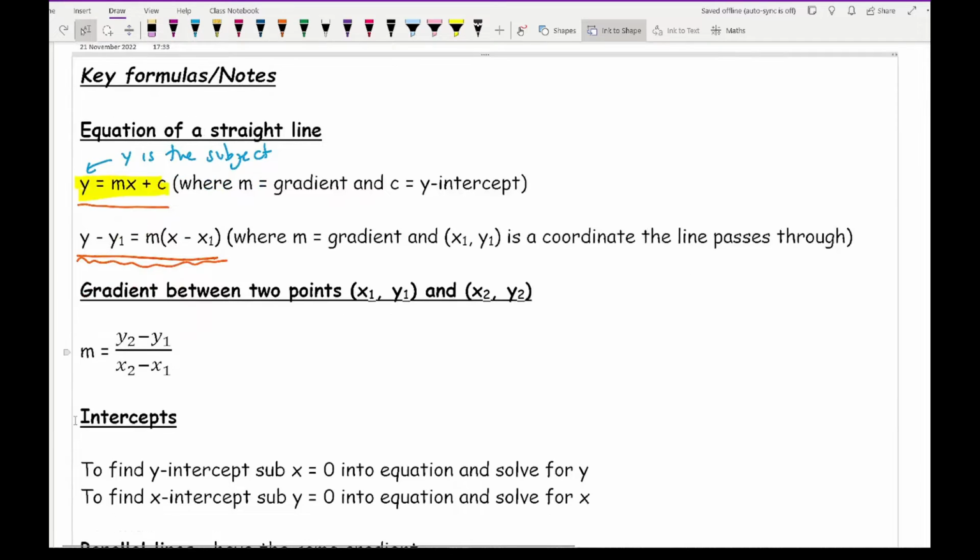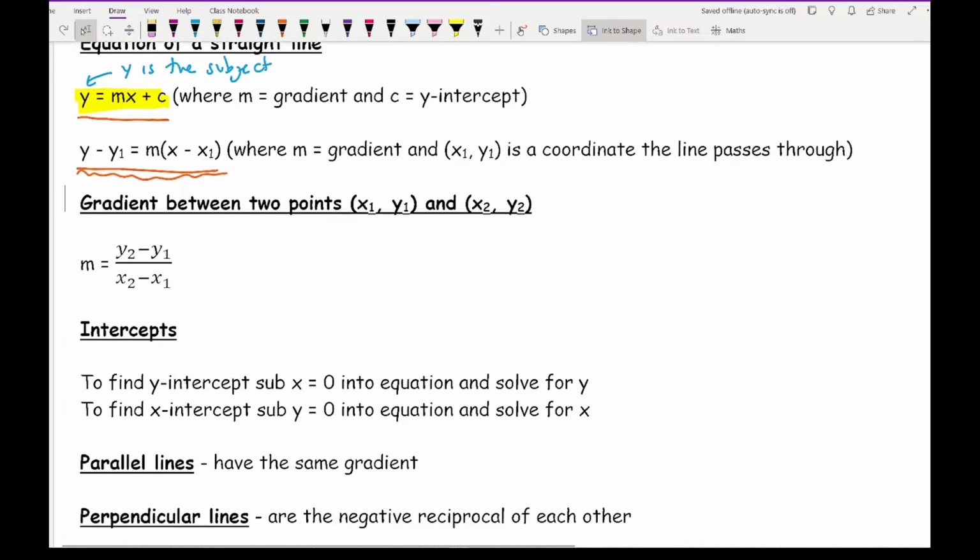Now, when working out the gradient between two points, if you are not given a graph and you are given two coordinates, there are two alternative methods you can use. But ultimately, to work out the gradient between two coordinates, we use this formula. It's generally what you may have already been taught: the difference in y over the difference in x. In coordinate form, the difference in y is going to be y2 take away y1, and the difference in x is going to be x2 minus x1.